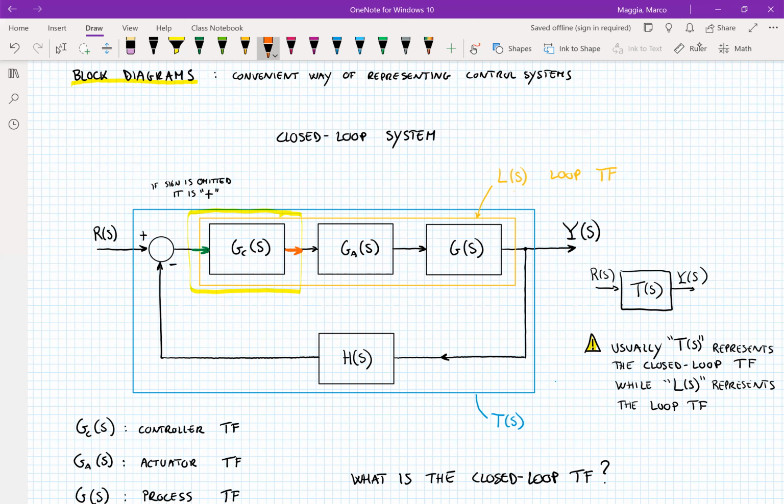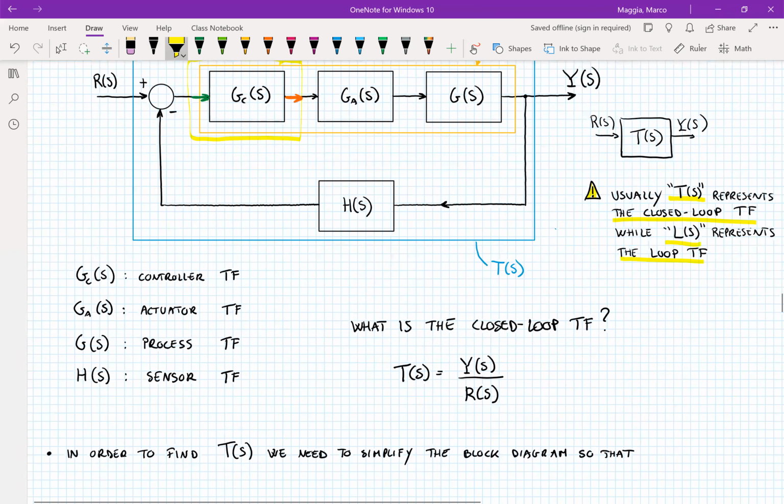So normally we will use T of S to represent the closed loop transfer function. Unless specified otherwise, T of S usually represents the closed loop transfer function, whereas L of S represents just the loop transfer function. So it's GC, GA, and G. Okay, so now we want to find an expression for T of S.